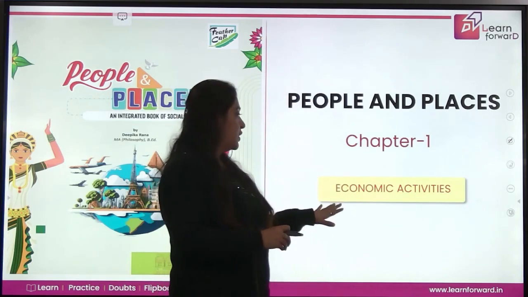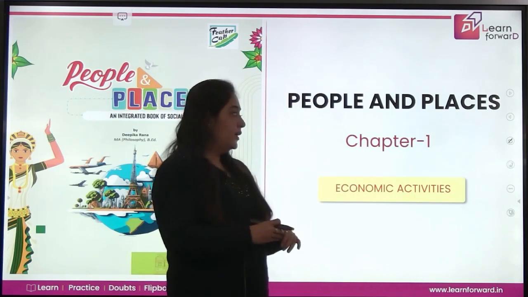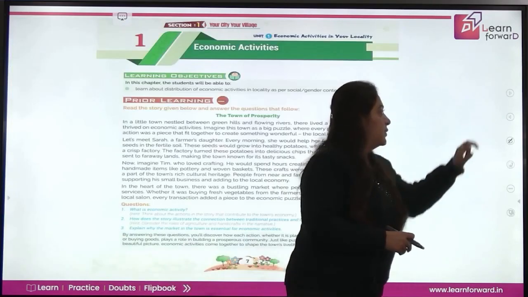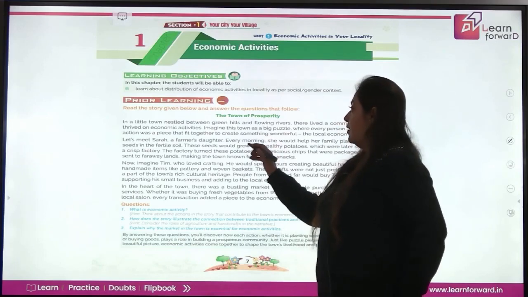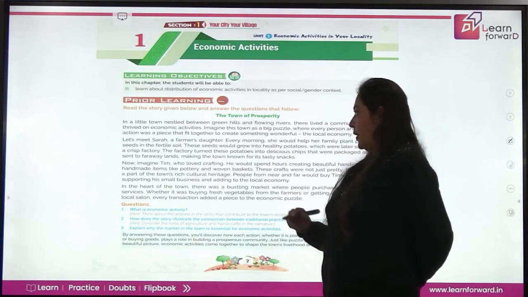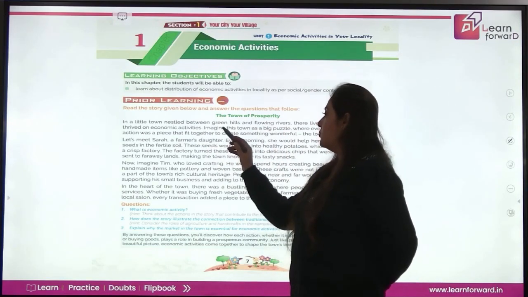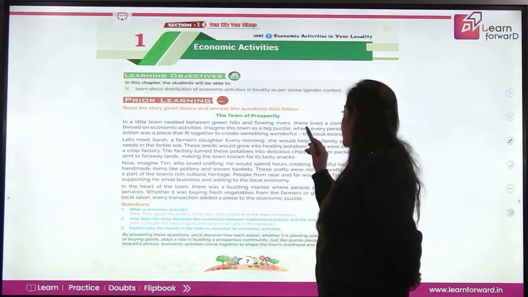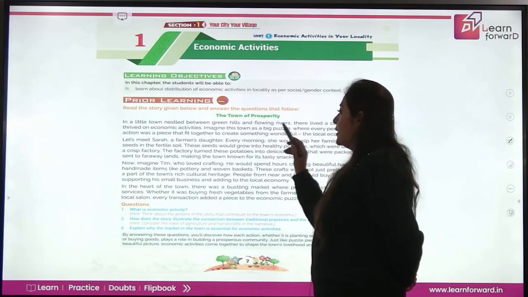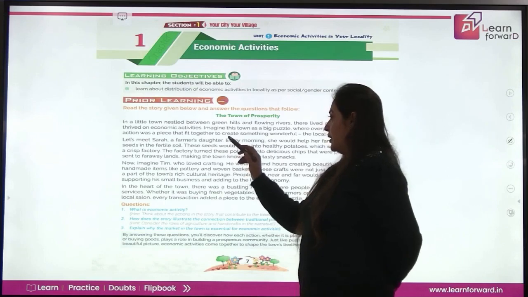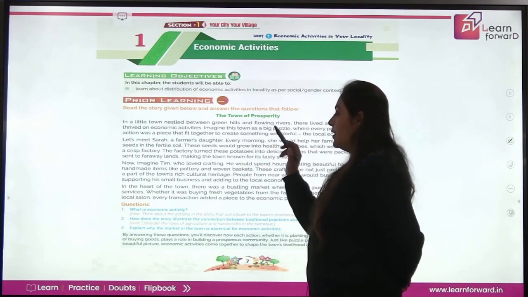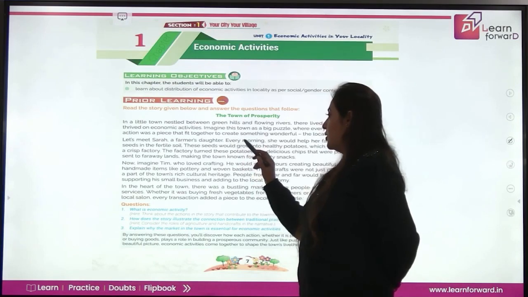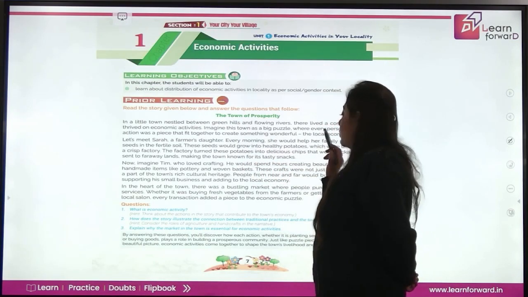Today we are going to study Chapter 1, that is the economic activities. We are going to study a story which is about the town of prosperity. In a little town nestled between green hills and flowing rivers, there lived a community that thrived on economic activities. Imagine this town as a big puzzle where every person and every action was a piece that fit together to create something wonderful, the local economy.